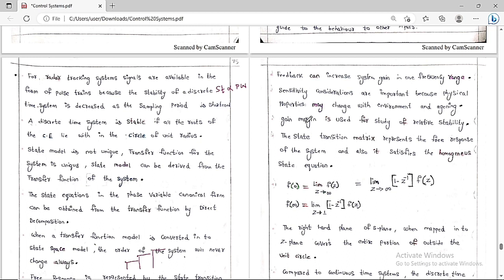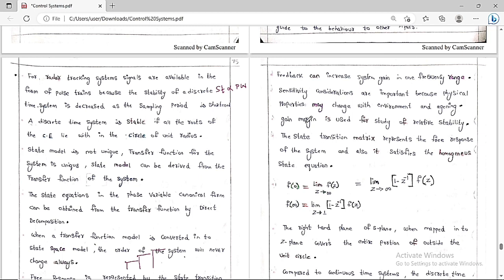Therefore, we can say sensitivity considerations are very important because physical properties may change with the environment as well as aging. As I already told you, as the environment changes and time goes on, the parameters of the system are going to change. Because of this, there is an effect in the output. So this is all about the sensitivity.